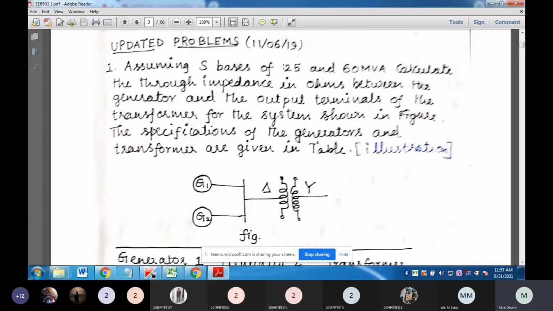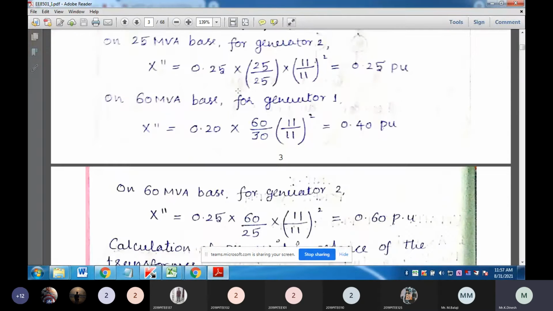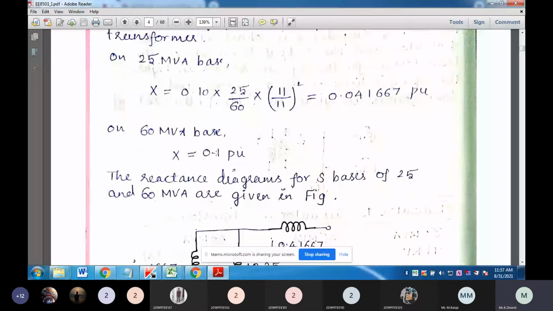In this case they are mentioning the base values 25 and 60 separately. So you have to find out for 25 separately and for 60 separately. That is what I have done: the first part for 25, the second part for 60. Similarly for the transformer, 25 and 60. We have only one transformer, so one for 25 and one for 60. Same formula: 0.10 into 25 by 60 into 11 by 11 whole square. You may get 0.041667 per unit. For 60 MVA, you get 0.1 only.